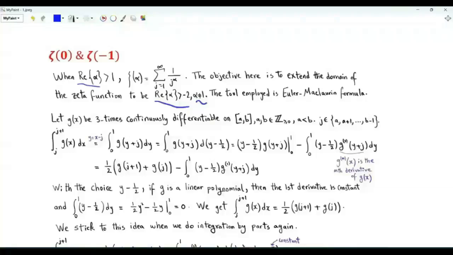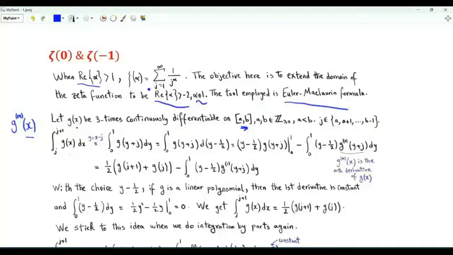Our tool is the Euler-Maclaurin formula, which quantifies the difference between a sum and a closely related integral. I'll focus here on a special case. Consider function g. The mth derivative of function g is denoted by g superscript m between brackets. We assume the existence of the third derivative. We have two non-negative integers, a and b. A is less than b.